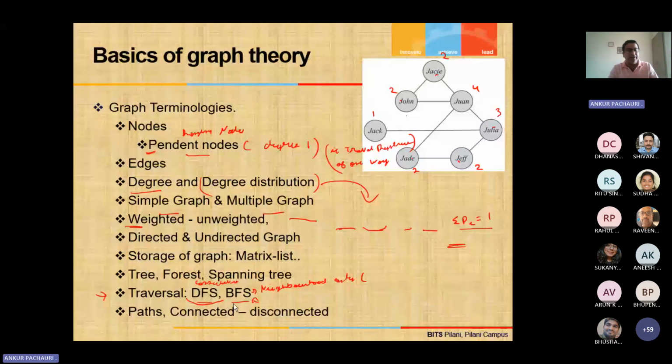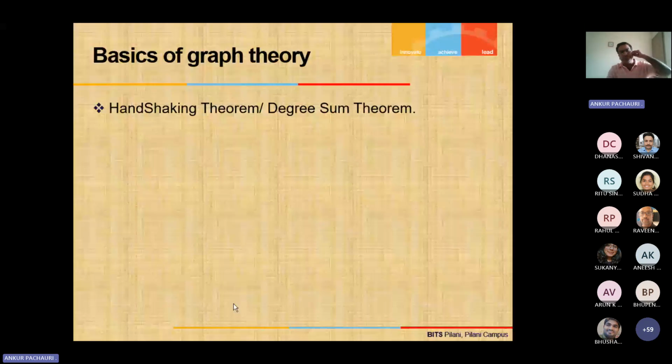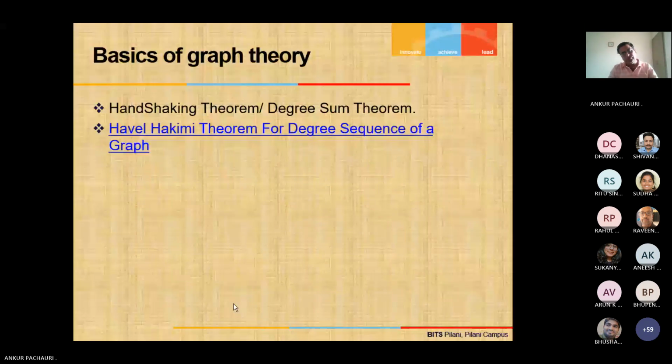Path, connected and disconnected, I think I have already explained to you. Handshaking theorem or degree sum theorem means total degree. I think it's a simple graph theory result. The total sum of degrees will be equal to twice the number of edges. Total degree of a graph will be twice the number of edges. Degree equals 2E. So that is the degree sum theorem.